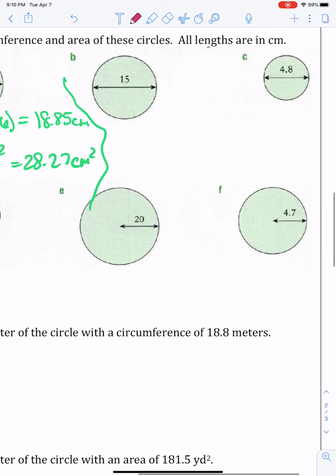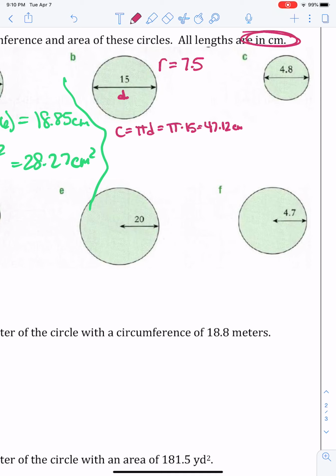For this one, this is D. That means that R is 7.5. So my circumference is pi D, pi times 15, which is 47.12 centimeters, because it says all the units are in centimeters. Area is pi r squared, pi times 7.5 squared, which is 176.7 centimeters squared.